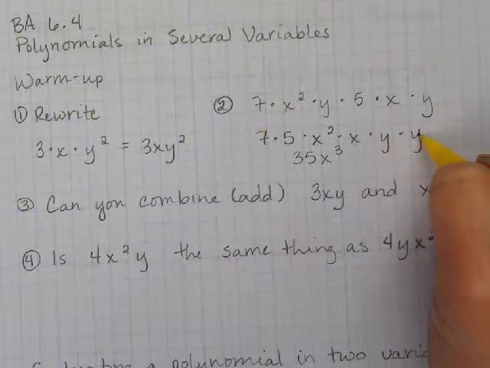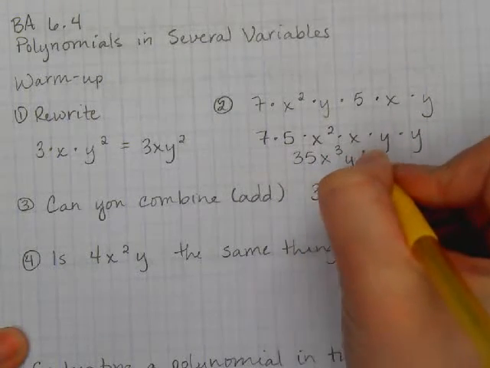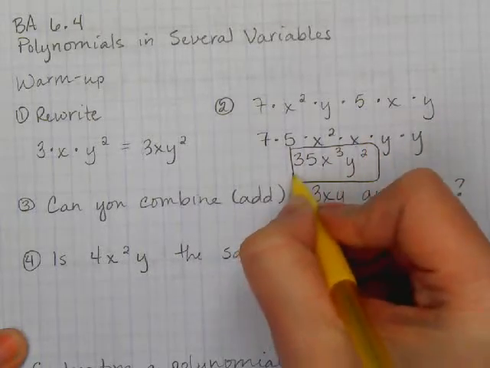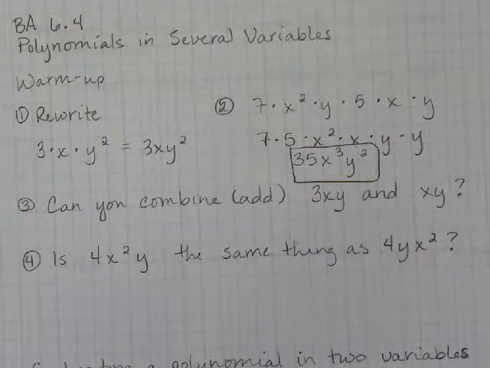Now, number 3, can you combine, or add, more specifically, 3xy and xy? TJ, you're saying yes. Why are you saying that? Because your variables are exactly the same. Nothing is squared, nothing is different. We have xy and xy. So if I have 3xy, and what's the number of this? 1xy. How many total xy's do I have? 4.